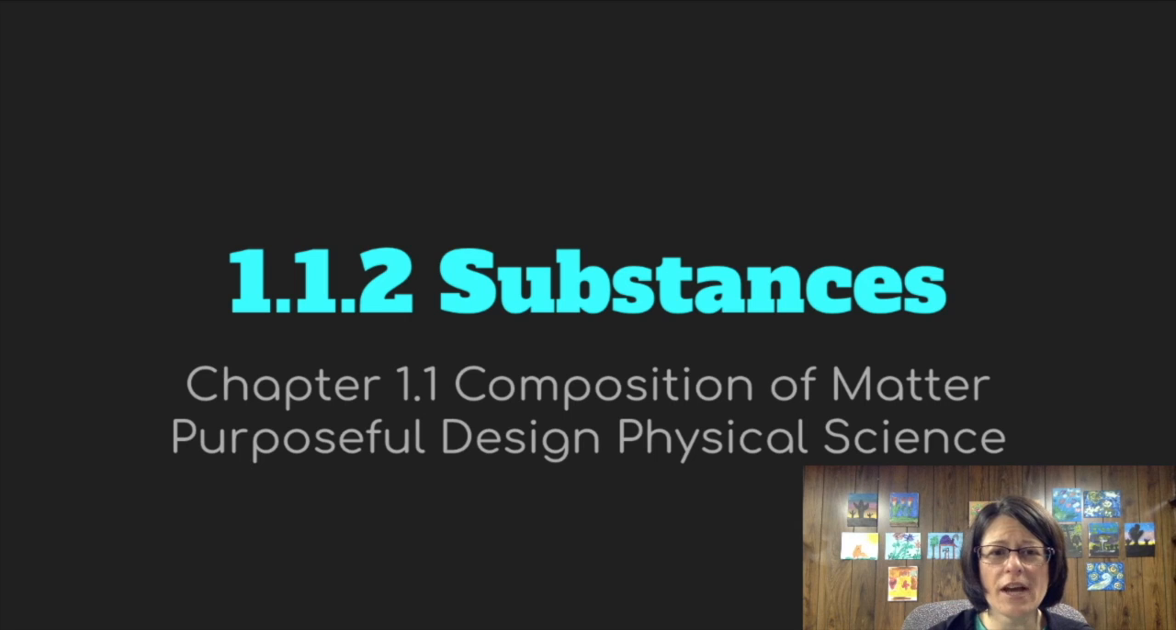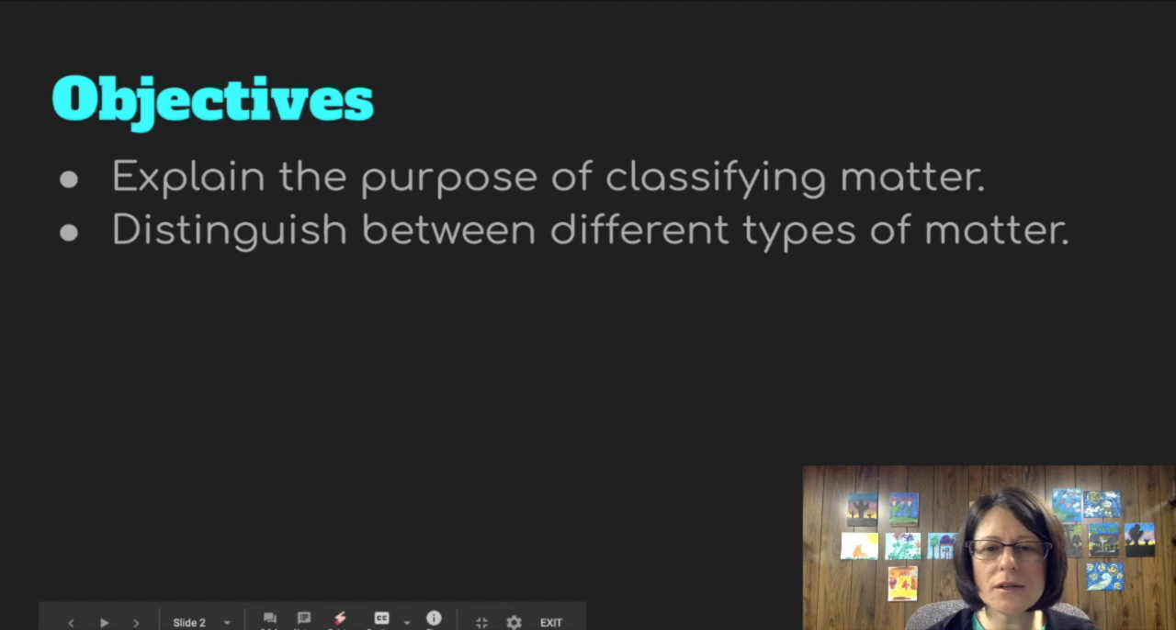We are studying Chapter 1 in Purposeful Design Physical Science about composition of matter, and today our topic is about substances. So, our objectives today are to explain the purpose of classifying matter and to distinguish between different types of matter.